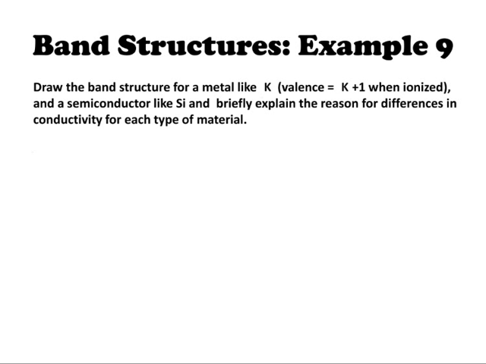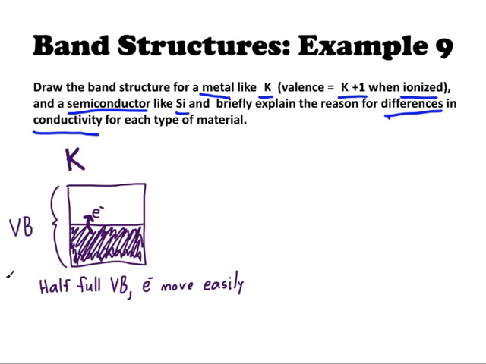Band structures, example 9. Draw the band structure for a metal like potassium, valence equals potassium plus 1 when ionized, and a semiconductor like silicon, and briefly explain the reason for differences in conductivity for each type of material. Let's talk about potassium. It tells you that potassium is +1 when ionized, meaning that it is in group 1 of the periodic table. So its band structure is going to have a half-full valence band because it only has one of the 2 electrons in the S shell.